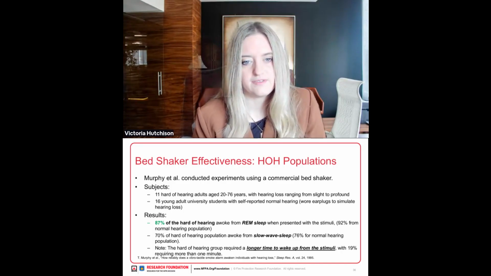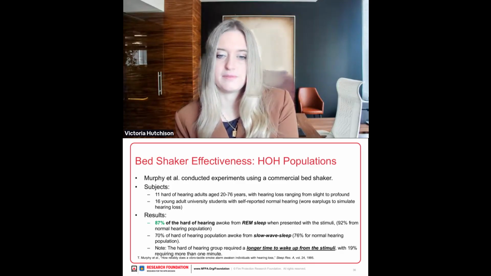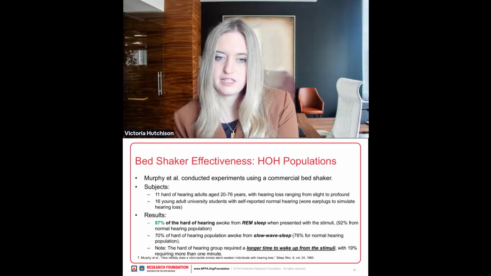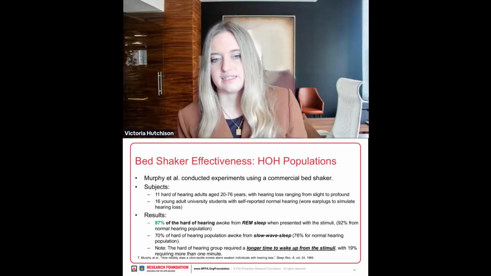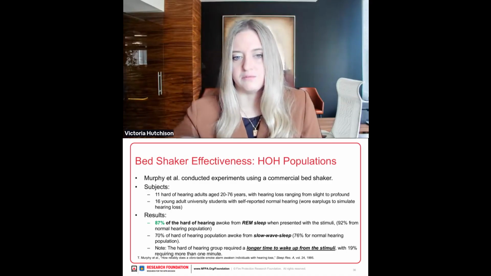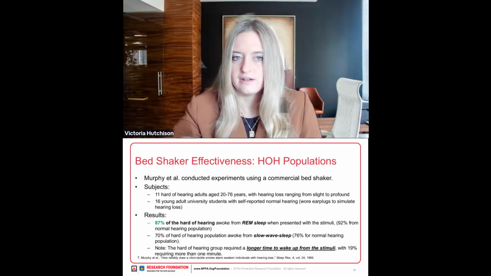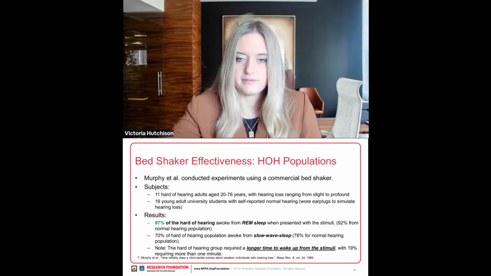And the hard of hearing group, it did point out that it took them a longer time to wake up from the stimuli, with about 19% of them requiring more than 1 minute to get some movement as a result of that stimuli. So that's a really critical variable there.